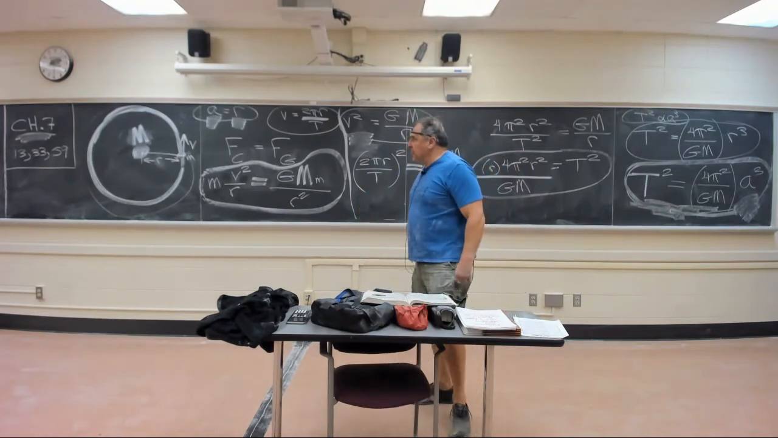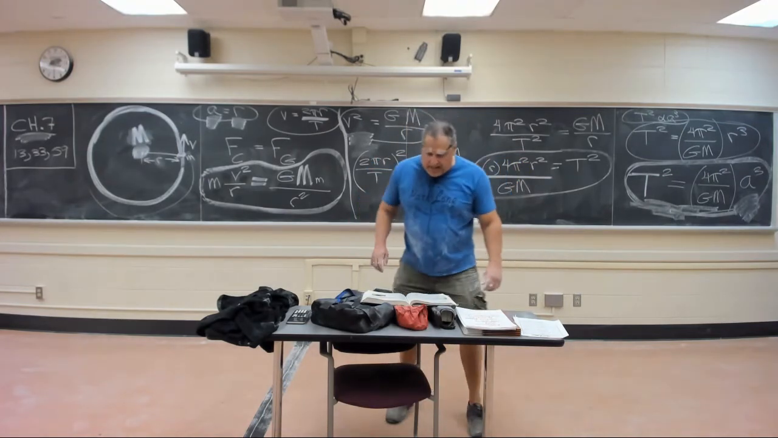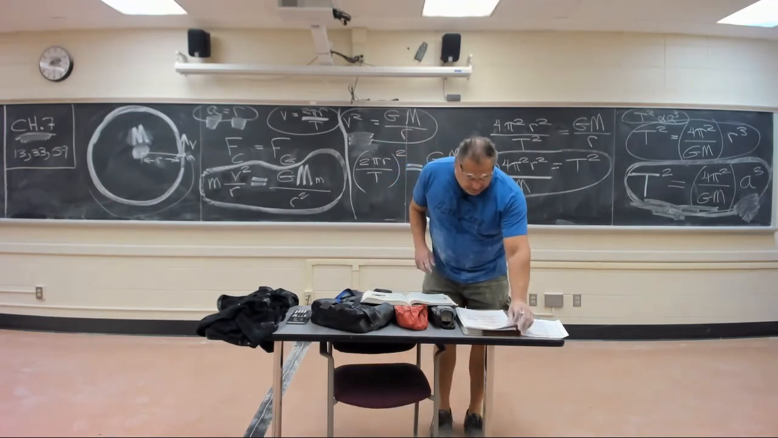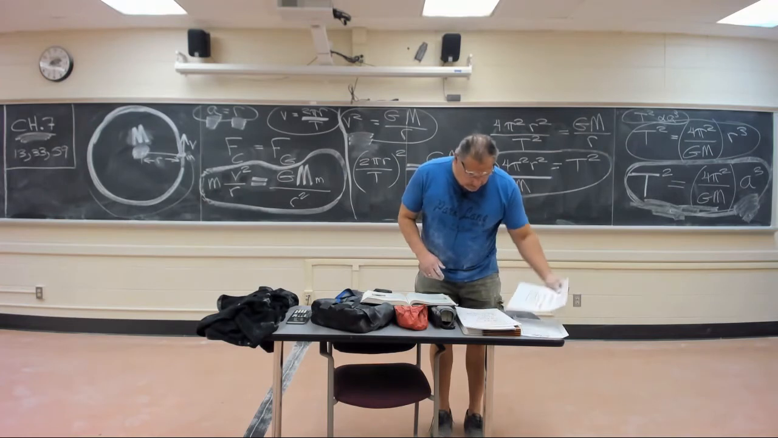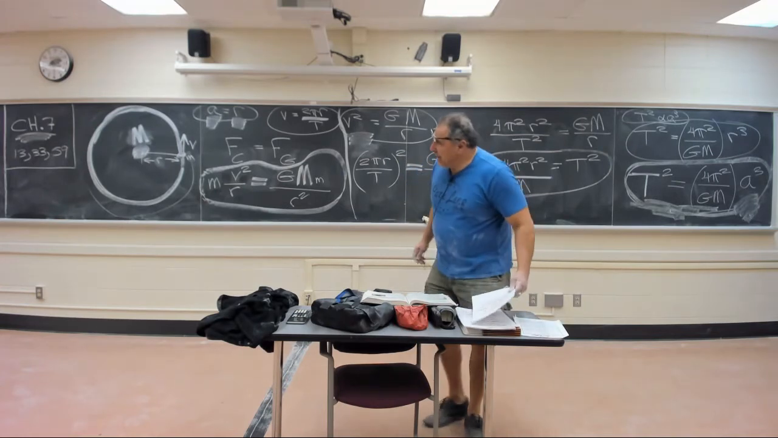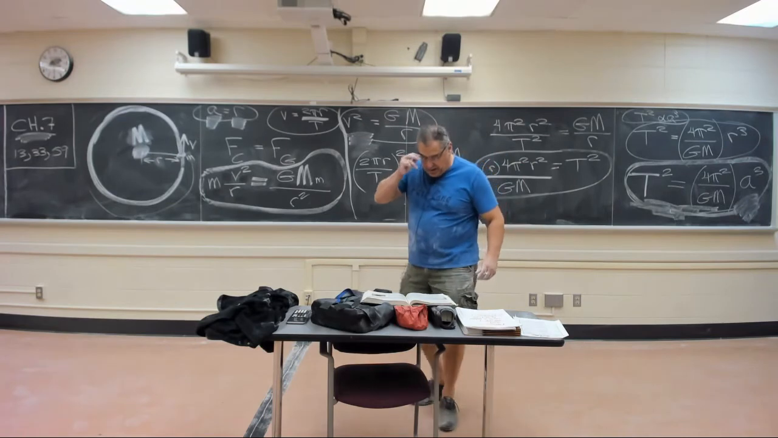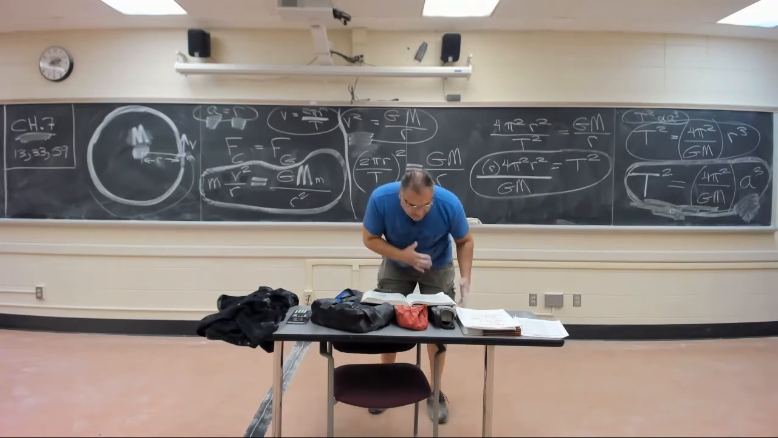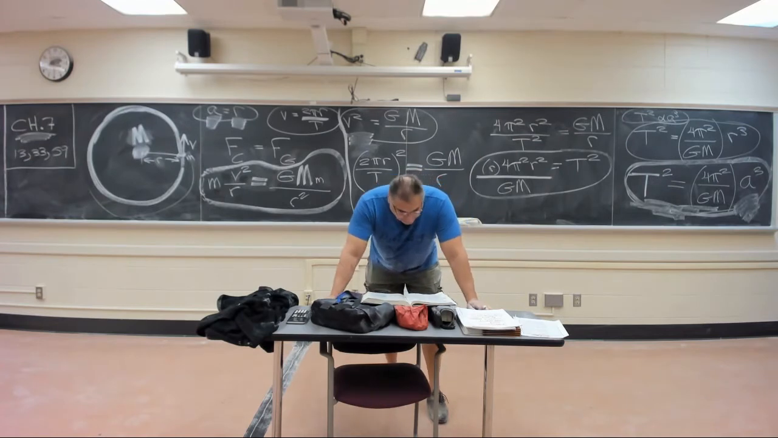Let's look at problems 13, 33, and 59. Yeah, it's 59. So we should be pretty good. Let's see what we can say here. We're going to use this last conclusion to help us do number 13. Let's talk about it. Problem number 13, chapter 7, the Katz book.